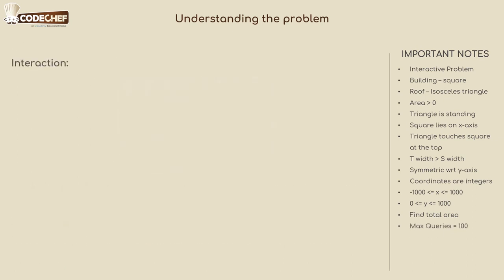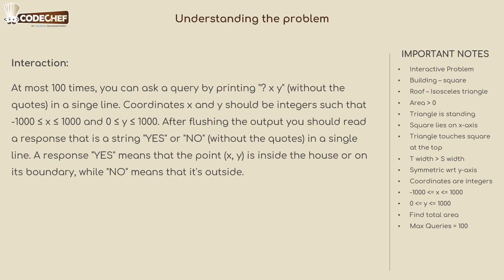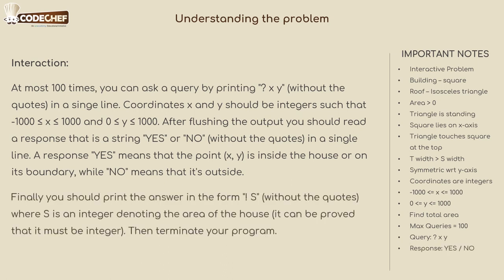In the interaction part, they have given how we are required to ask a query. For asking a query, we have to print a question mark, space, x, space, y, and then enter. This enter is very important, and it will answer yes if the point lies inside or on the boundary of the house, and else it will answer no. And finally we have to answer the area of the house by an exclamation mark followed by the area and an enter.